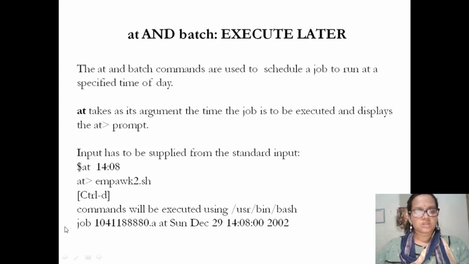So what you are doing? The job goes to the queue at 2:08 in the afternoon today. The script file, that is empawk2.sh, will be executed. at shows the job number, the date as well as the time of scheduled execution. The job number is derived from the number of seconds that have elapsed since the epoch. It's the most meaningful method of making such numbers unique across several years.